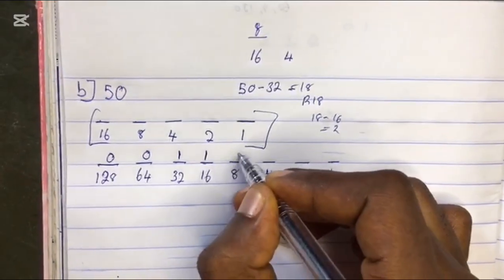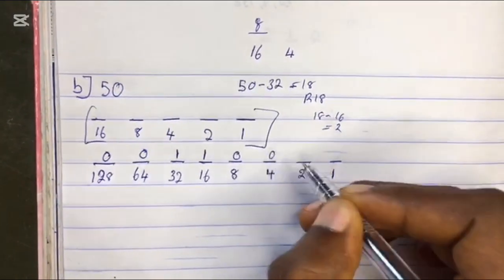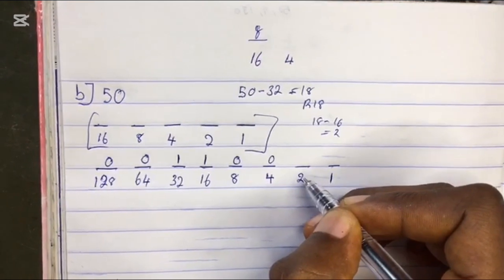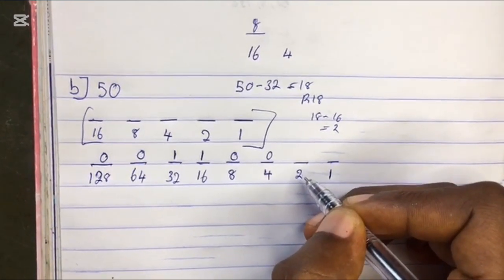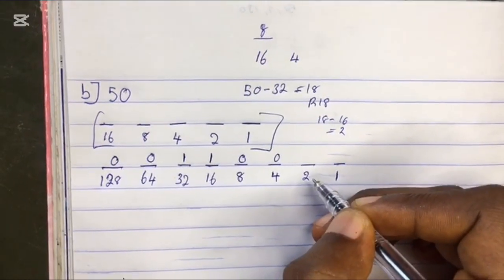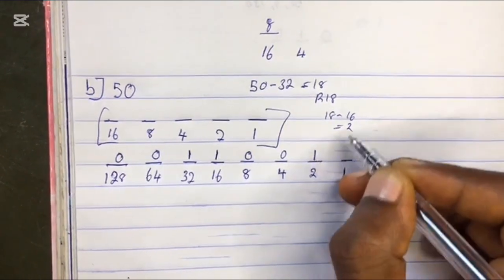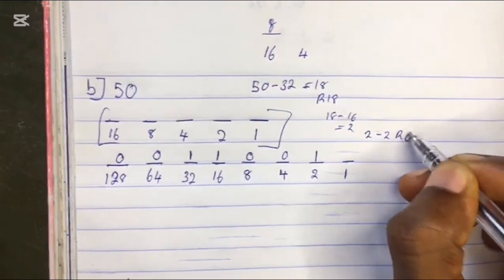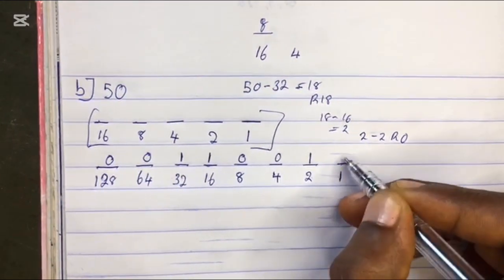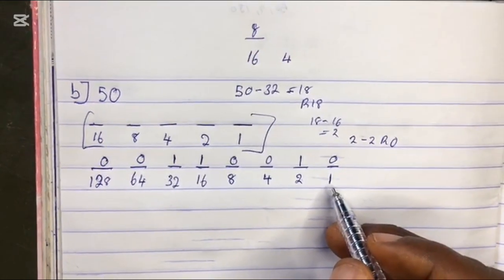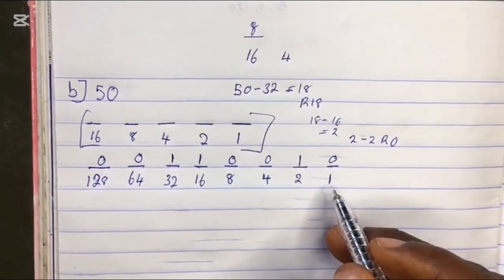Is 2 greater than 8? No. Is 2 greater than 4? No. Is 2 greater than 2? It's equal to. Since it's equal to, another rule, since it's equal to, you will subtract from it and write 1. So when you write 1, you do 2 minus 2, you're going to have remainder 0. Is 0 greater than 1? No. So this is the binary number for 50.